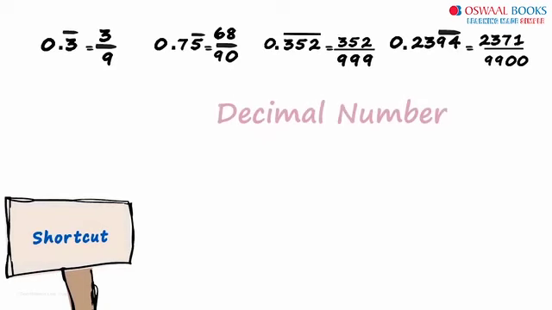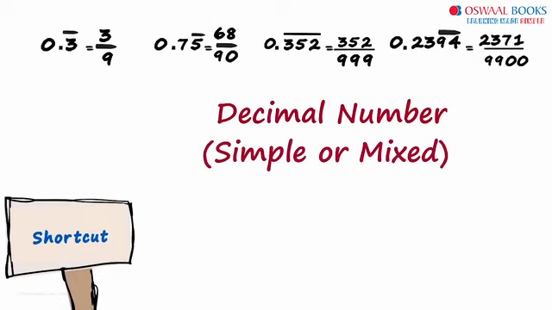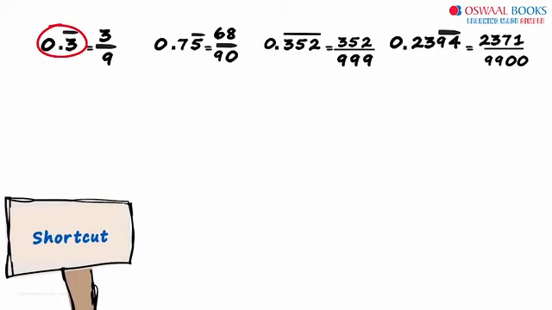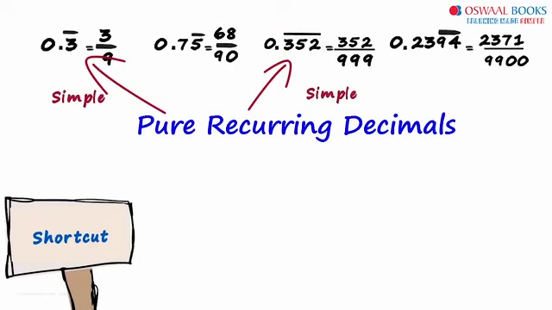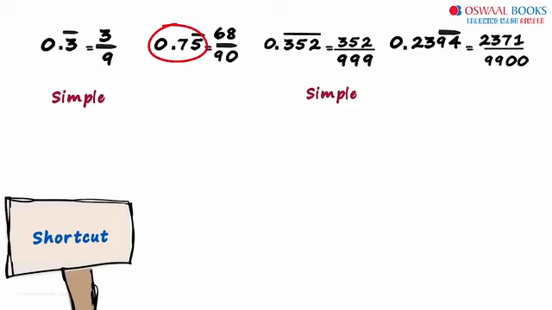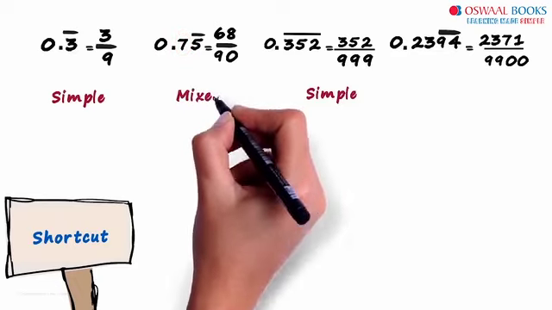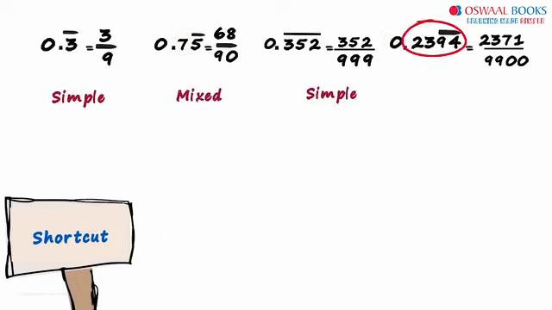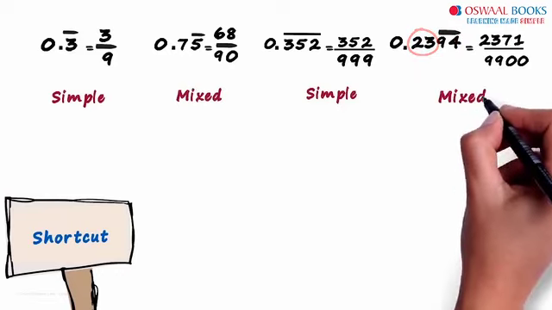First, let's classify the decimal numbers into simple or mixed recurring decimal numbers. The first decimal is simple since all the digits after the decimal point are repeated. Even this number is simple since 352 is repeated after the decimal point. They are also called pure recurring decimals. In the second example, the bar lies above the number 5 and the digit 7 is not repeated. So it's a mixed recurring decimal. In this example too, only 94 is repeated and not 23. Hence, it's a mixed decimal too.